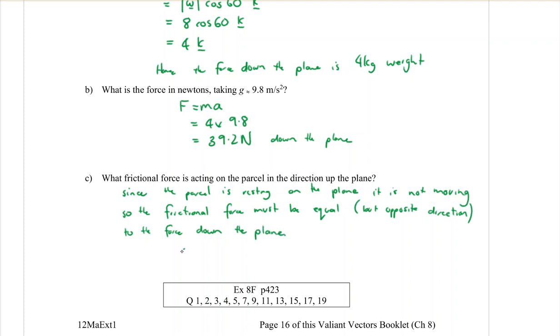Okay, so that means we're going to have our 4 kilogram, if it was in kilograms, or our 39.2 newtons up the plane. And you could give an angle in there, but that's enough information for that one, I think.